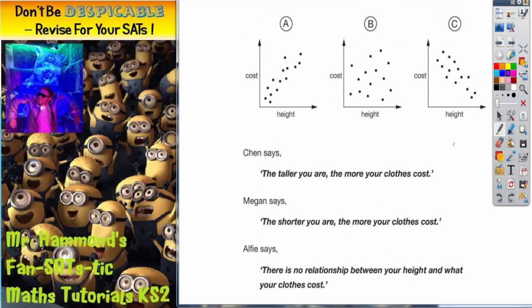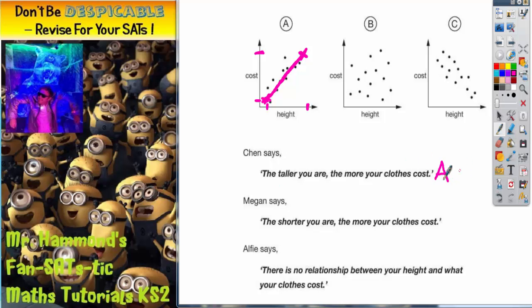So we'll start with Chen. He's saying the taller you are, the more your clothes cost. That means that when your height is bigger, the cost is bigger. So if we look here at these diagrams, we want to see where the height is big, the cost is also big. So that means we're looking for points here. And where your height is small, the cost is also small. So really, we can see we've got a pattern going up like this. Small height, small cost, large height, large cost. So that person there is going to be A.